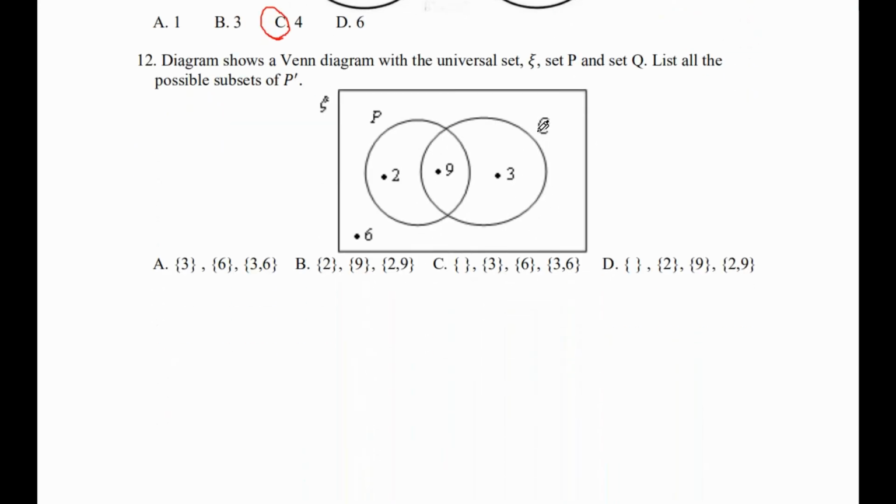Number 12. List all the possible subsets of P prime. Okay, P prime means outside of P. So P is here. Outside of P will be 3 and 6. Okay, so how to find the subsets? Subset means small circle. So a subset of P prime is a small circle inside P prime. So I can circle only 3. I can circle only 6. And also I can circle both of the numbers 3 and 6. And a small circle without any of them, so it's an empty set. So 3, 6, 3 and 6, and the empty set. The answer is C.